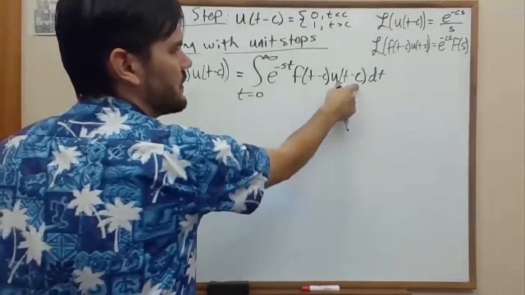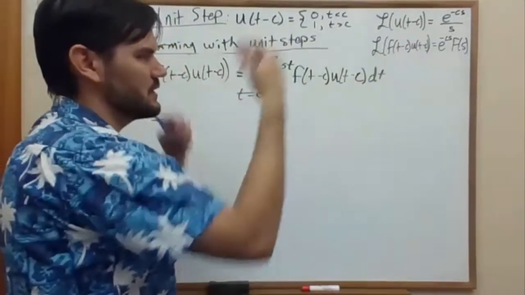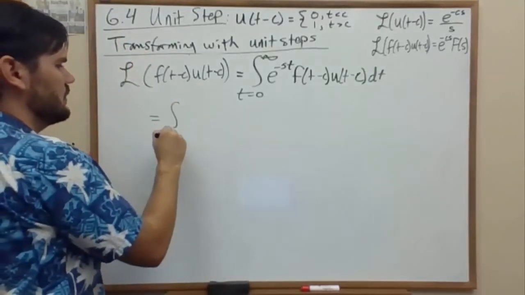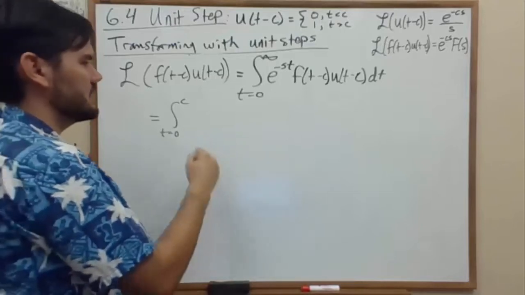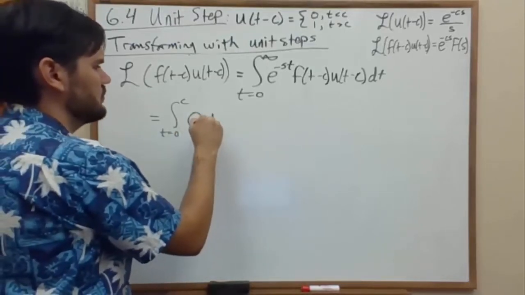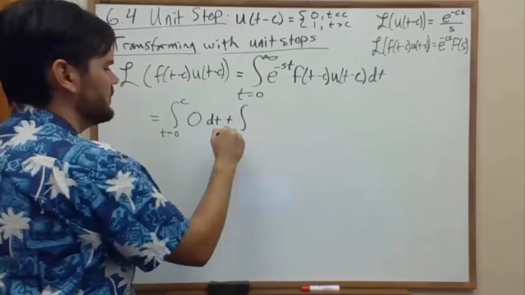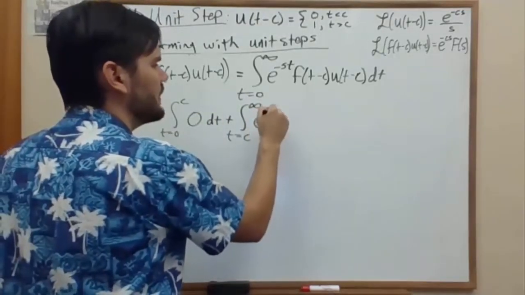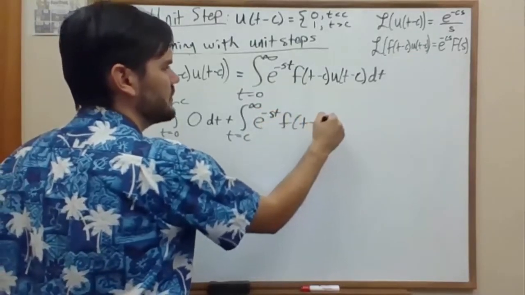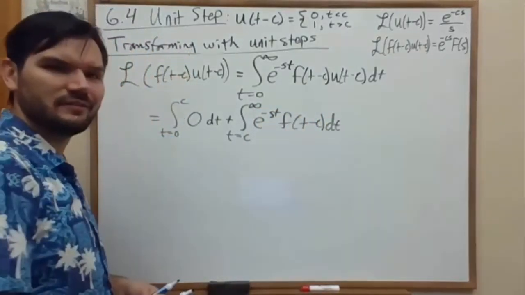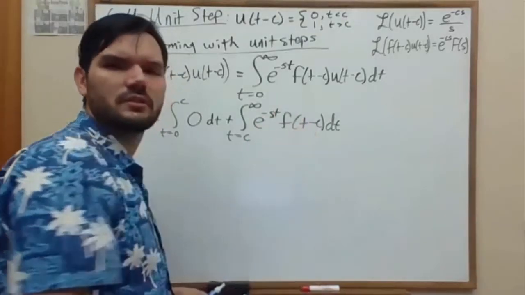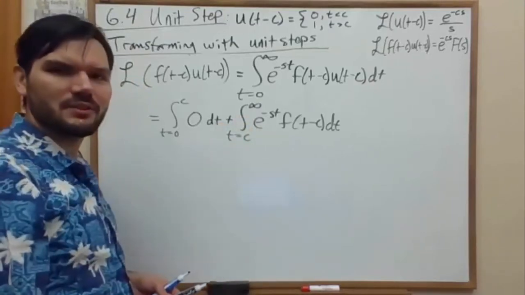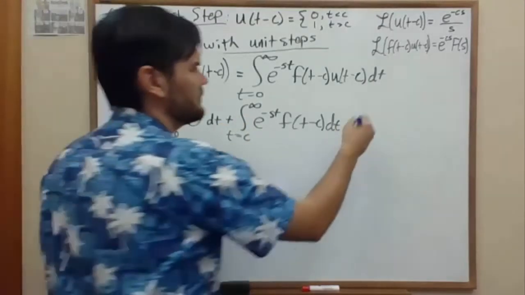So first, we know this is a binary function, so it means that we're 0 for all values of t less than c. And then we're integrating from t equals c on up to infinity of e to the negative st times f of t minus c dt. And again, this is so close to a transform that we want to rewrite it using a u substitution, or in our case, a tau substitution.